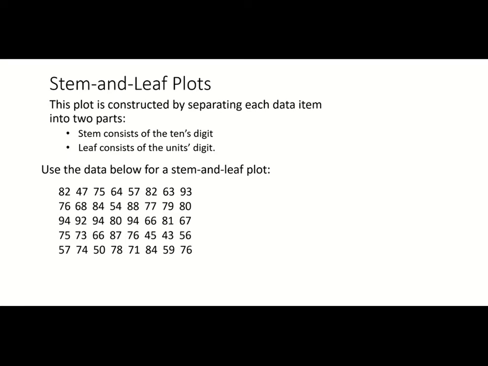And if you recall, a stem and leaf plot has 2 parts. So one side you have your stems, the other side you have the leaves. In this case, because we're all dealing with 2-digit numbers, the stems will consist of my tens digits, and the leaf will be the units digit.